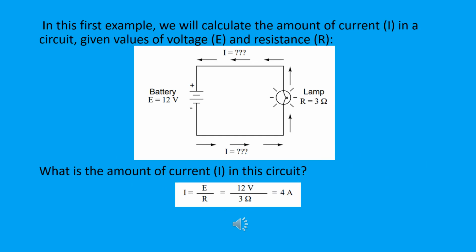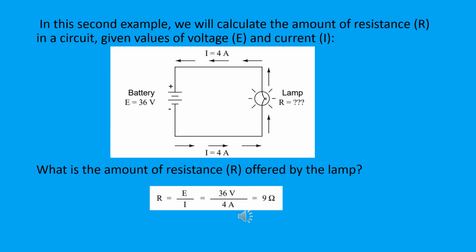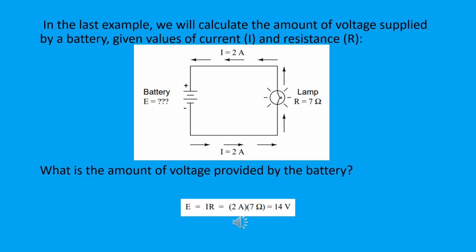In this first example, we will calculate the amount of current, I, in a circuit, given values of voltage, E, and resistance, R. What is the amount of current, I, in this circuit? In this second example, we will calculate the amount of resistance, R, in a circuit, given values of voltage, E, and current, I. What is the amount of resistance, R, offered by the lamp? In the last example, we will calculate the amount of voltage supplied by a battery, given values of current, I, and resistance, R. What is the amount of voltage provided by the battery?